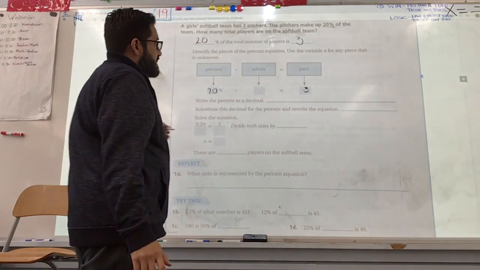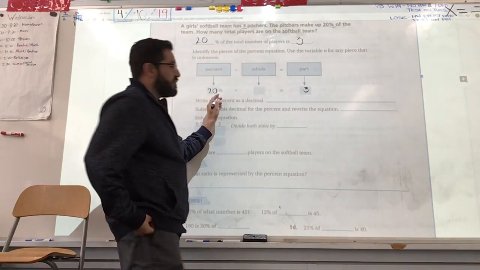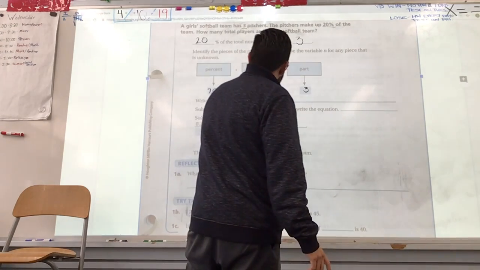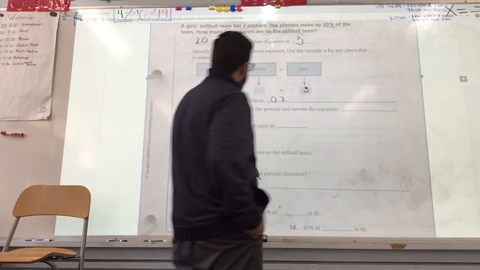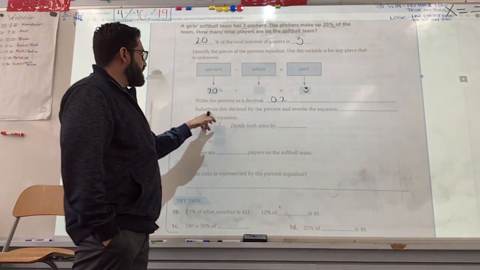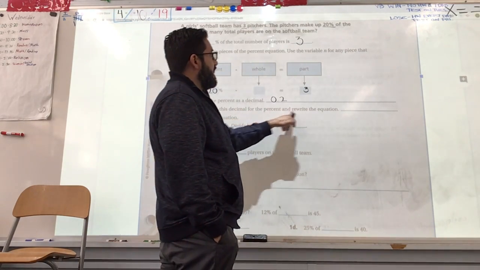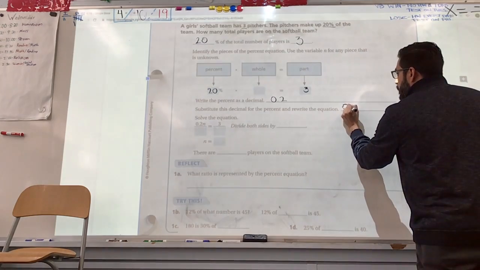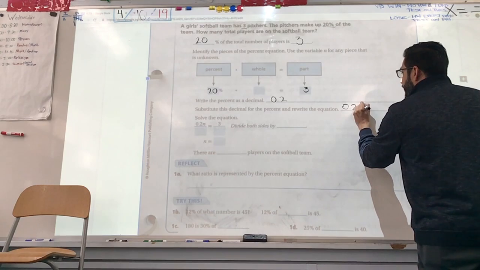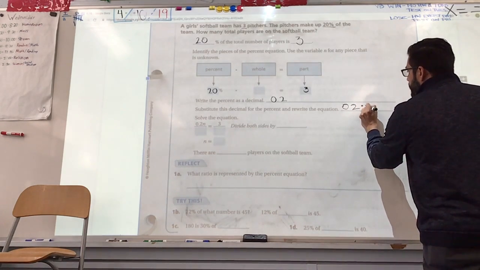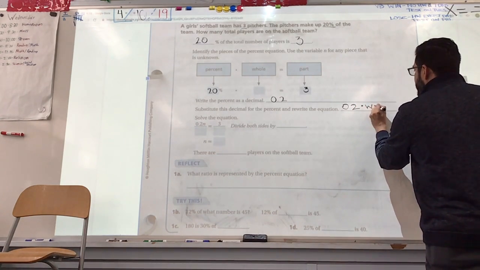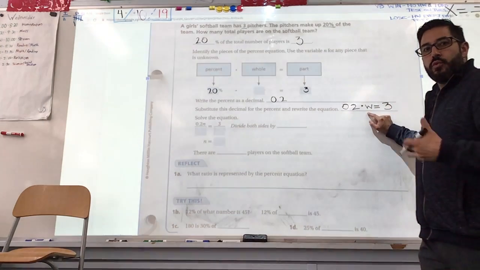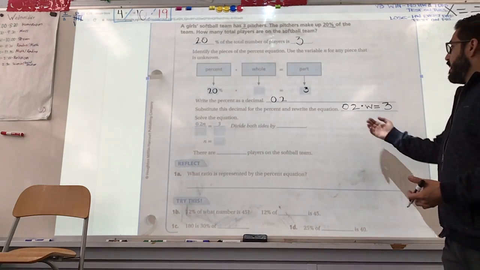We're going to write the percentage as a decimal. You guys have done that before. What you need to do is move the decimal over 2 spaces to the left, so 0.2. We're going to substitute this decimal for the percent and rewrite the equation. So right here we would put 0.2 times, and I'm just going to put W there for the whole, equals 3. This is the number we're looking for. I'm not sure what it is. You're not sure what it is yet, but we'll find out.